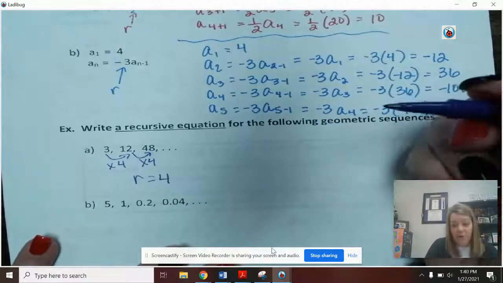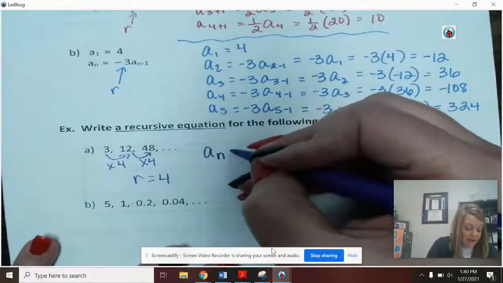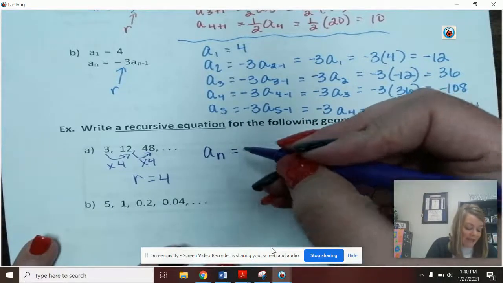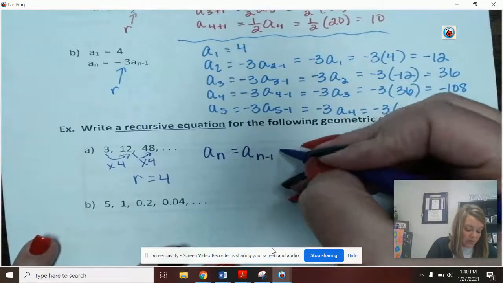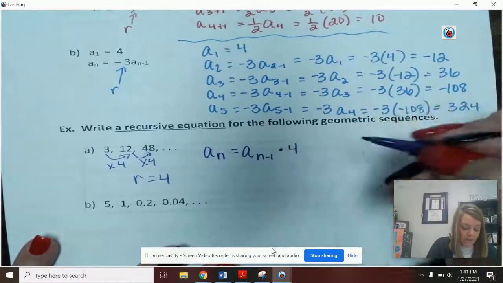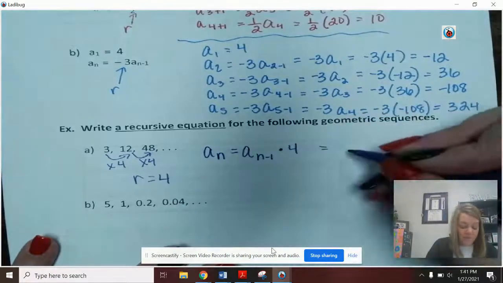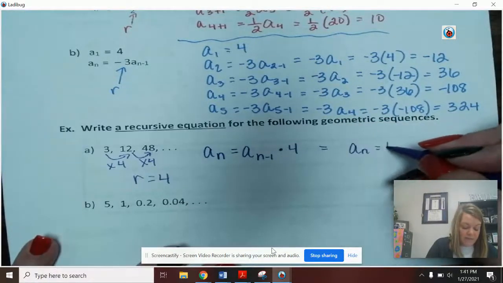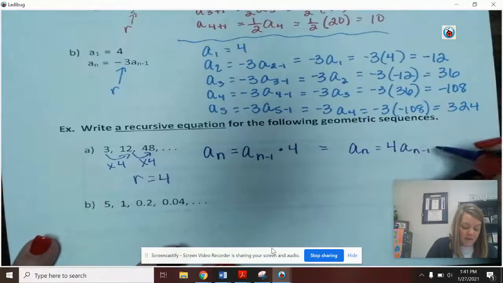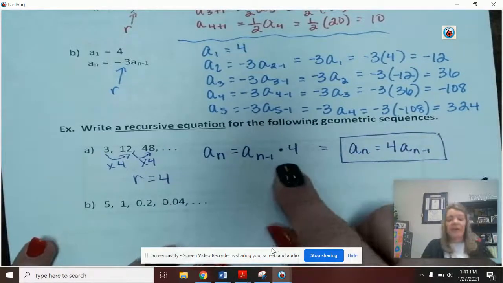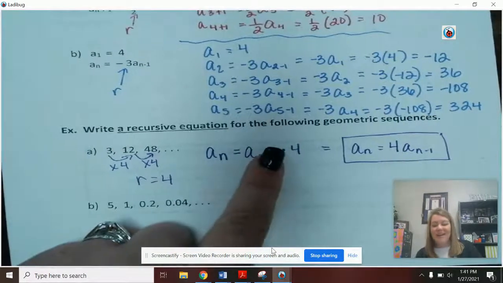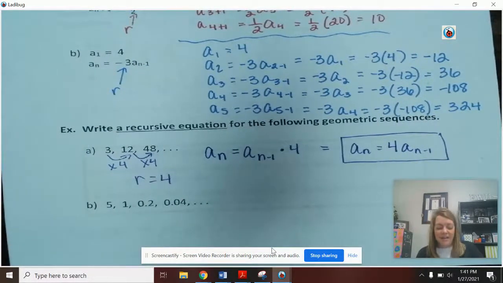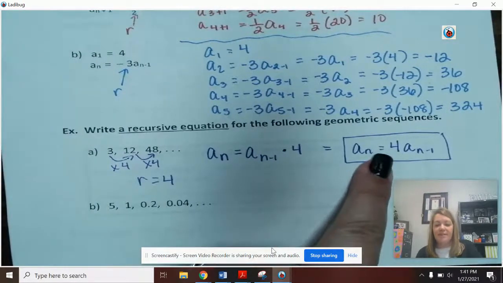So if I'm going to write my recursive equation, I'm going to say a sub n equals, and the formula actually says a sub n minus 1 times r, so times 4, but I like to write it with the 4 in the front. So a sub n equals 4 a sub n minus 1. I wouldn't count this wrong, though, if you put times 4 in the back. Okay, but don't use an x. We got to figure out how to do a dot, and I don't think Formative has a dot in it. Because if you throw an x in there, it kind of looks like another variable. That's why I prefer to write it with the number out front like this.